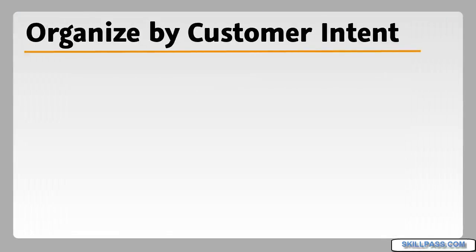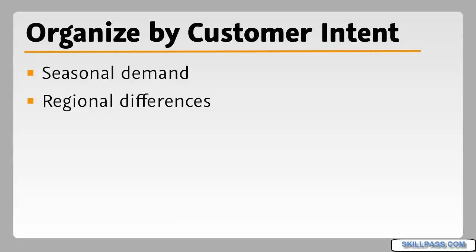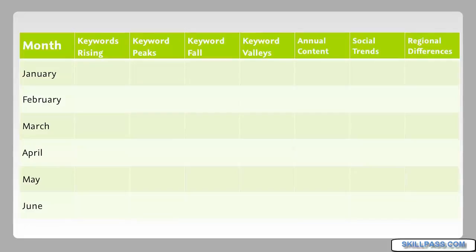The next thing is to organize by the searcher's intent. You include the seasonal demand, any regional differences, preferences in words, because different parts of the country also have different words for the same products. So you want to take that into account. So this is the beginning of your content calendar. You can get a sense of when keywords are rising or falling through specific months. Look at your keyword list, look at the trends, and put them all together so that you can see what's happening and when you can predict variances in your visitors.